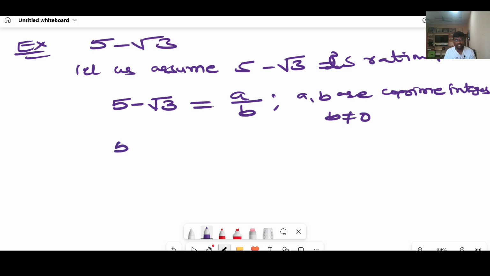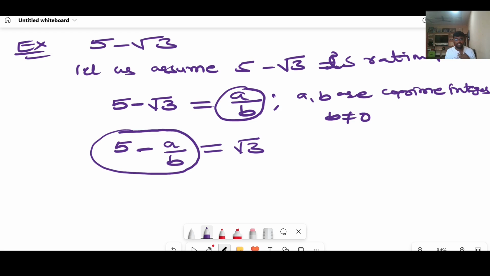Look here, I am transposing the a by b structure to this side, that will become minus a by b, and here you will get root 3. In the left hand side we have 5 minus a by b, that gives us a rational number, because if you take any value in the place of a or b, you will get a rational number. If the left hand side is rational, the right hand side will also be rational.